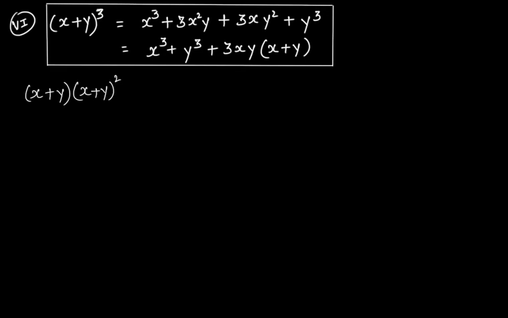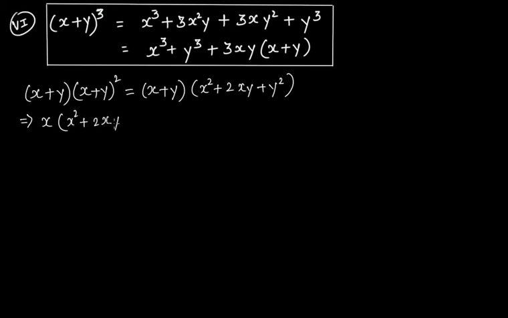Okay, now this becomes x plus y, this is x plus y whole squared. So this is x squared plus 2xy plus y squared. Now, using the distributive property of multiplication over addition, first take x and multiply it by x squared plus 2xy plus y squared, and then take this y and multiply it by x squared plus 2xy plus y squared.